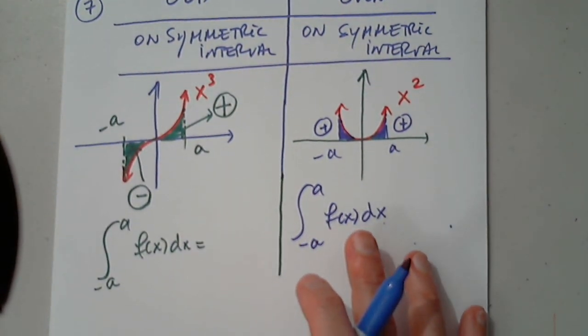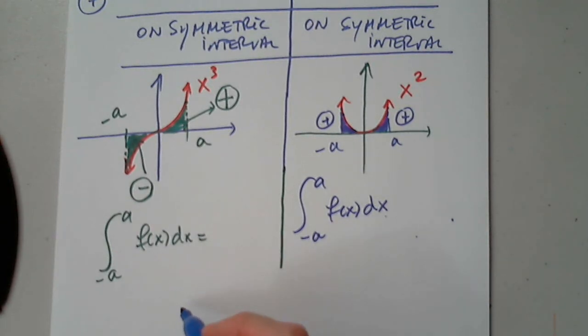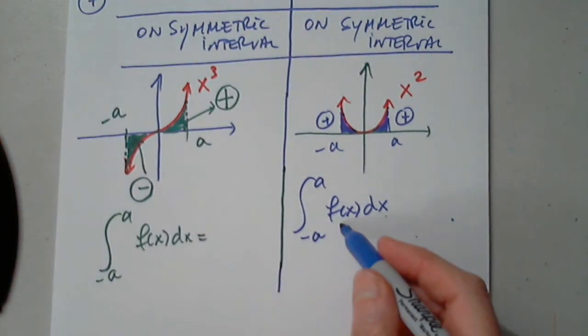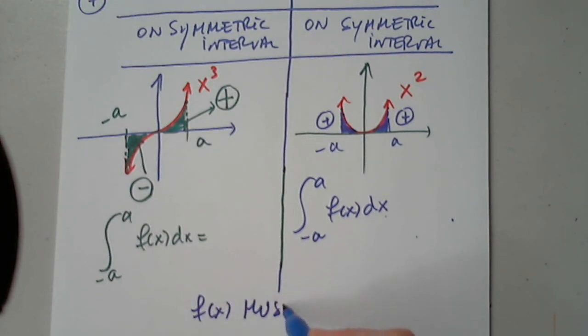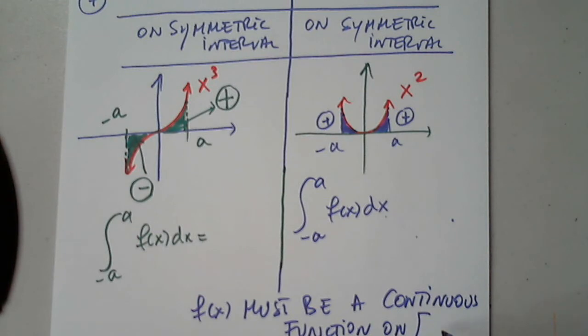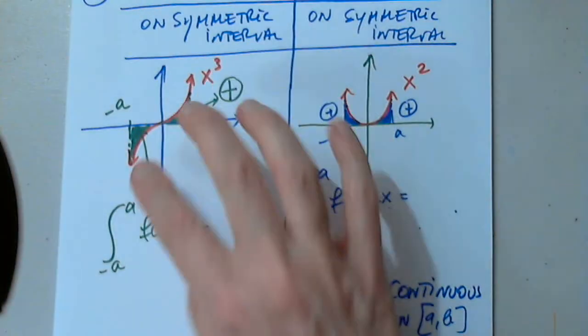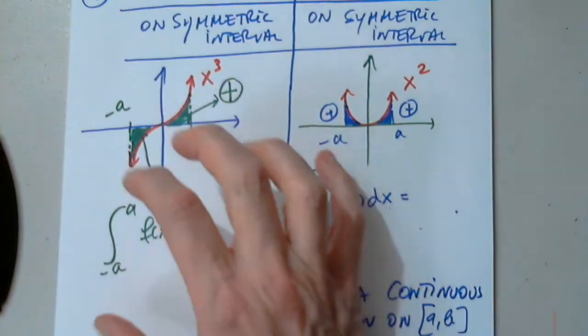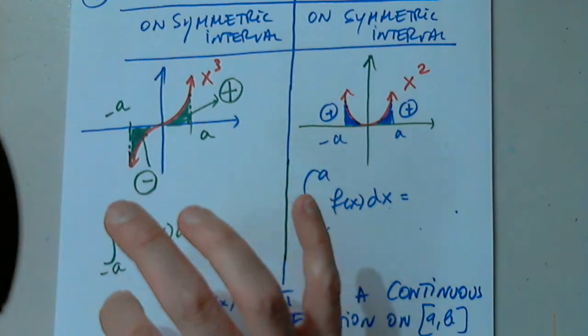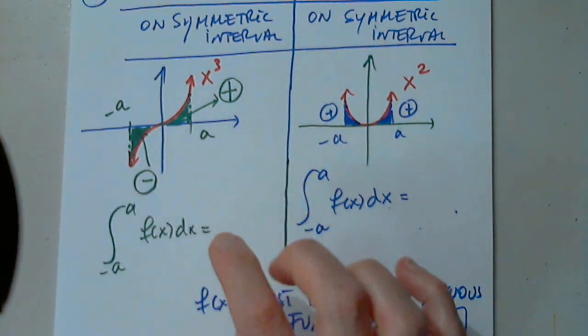One very important remark here: f of x must be a continuous function on whatever interval, a comma b, negative a, whatever the interval is. So now let's analyze these two. This is a very important property. If I know that the function is odd, of course continuous on the interval, and I see the symmetric interval, negative 3, 3, negative 10, 10, negative pi, pi, what will the answer be?